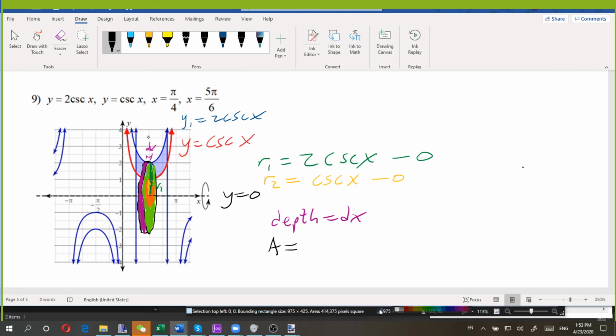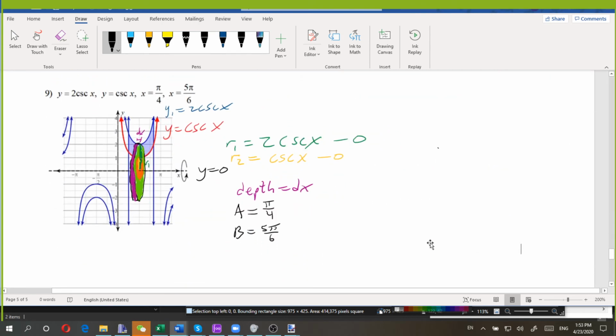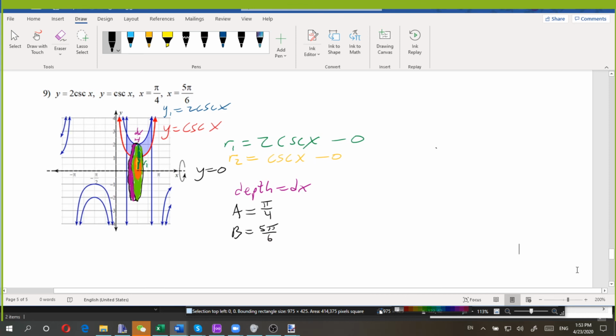Our start point is pi over 4, and our end point is 5 pi over 6. Perfect. So we just need to plug this into our formula and get ourselves ready to integrate. Okay, so I've got the general formula one more time.